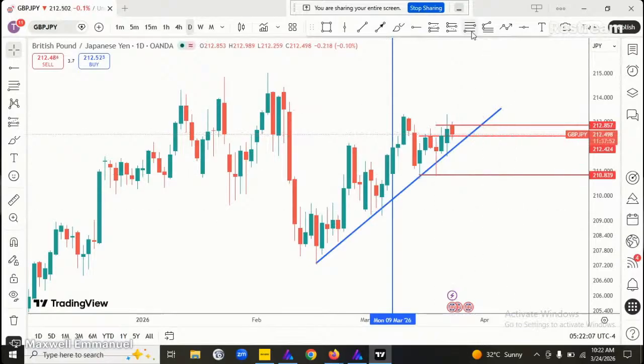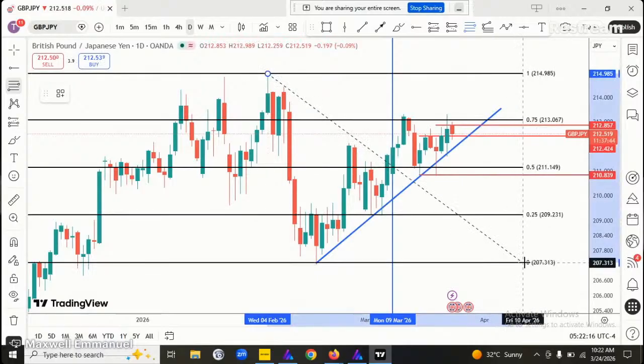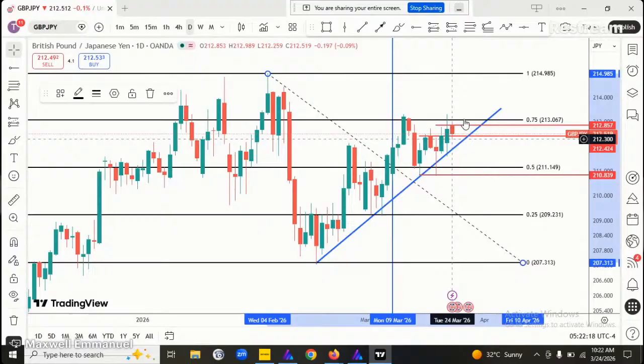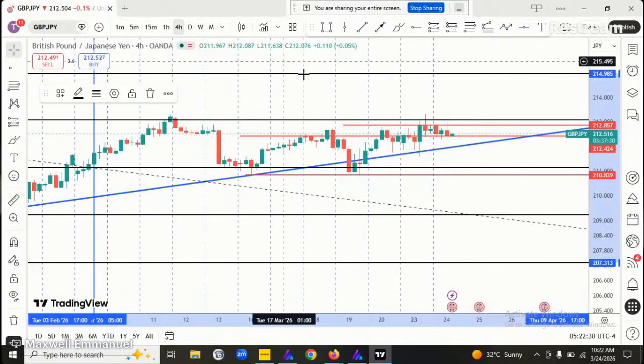As I believe, if you apply your Fibonacci from this swing high to this swing low, you can see that price is currently in the premium area. At premium, you don't buy. You look for sales. That is what I see on GBP/JPY. Sell.